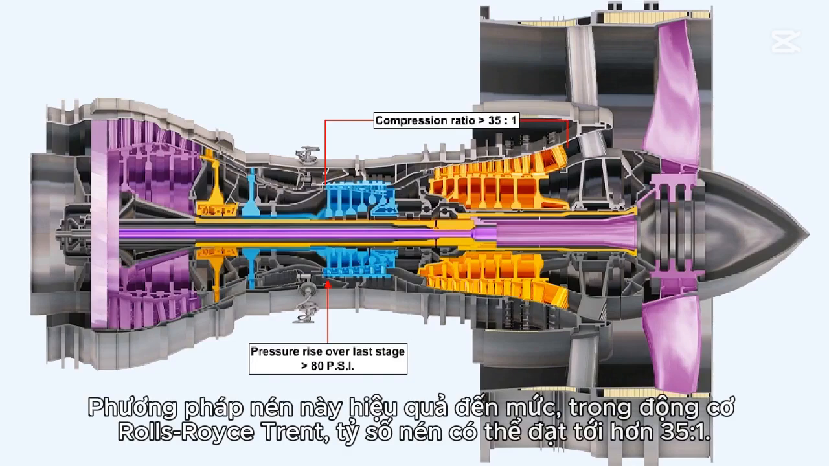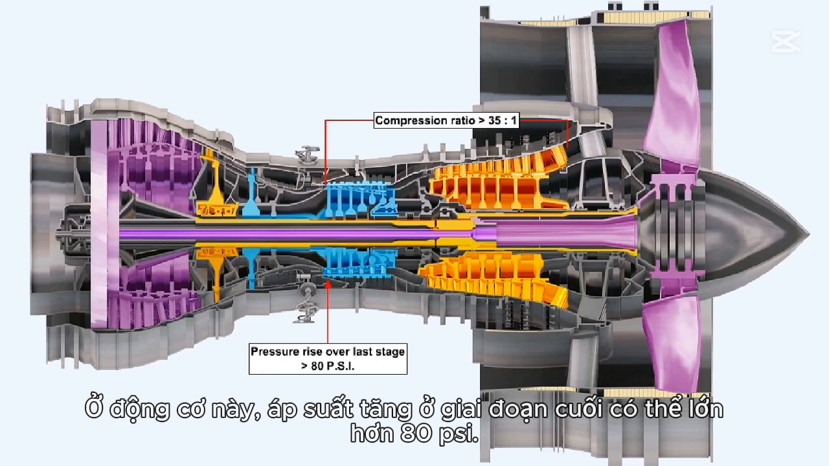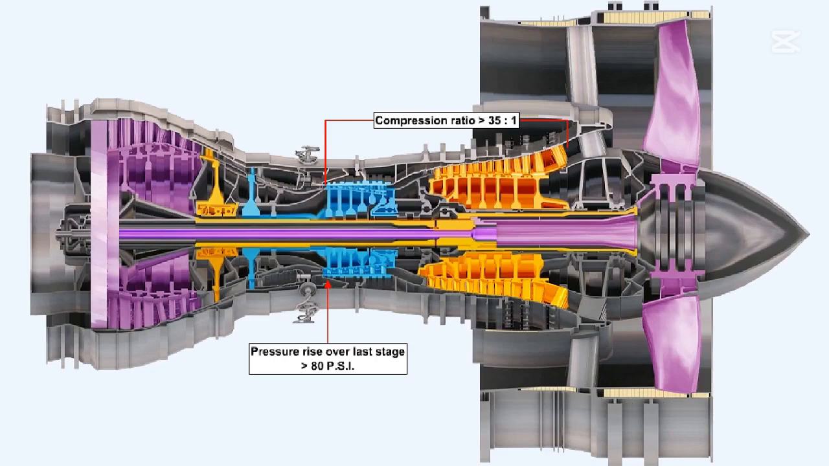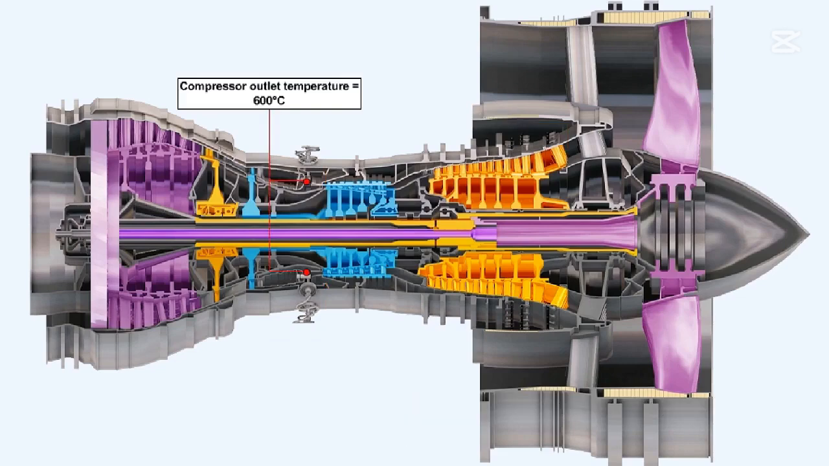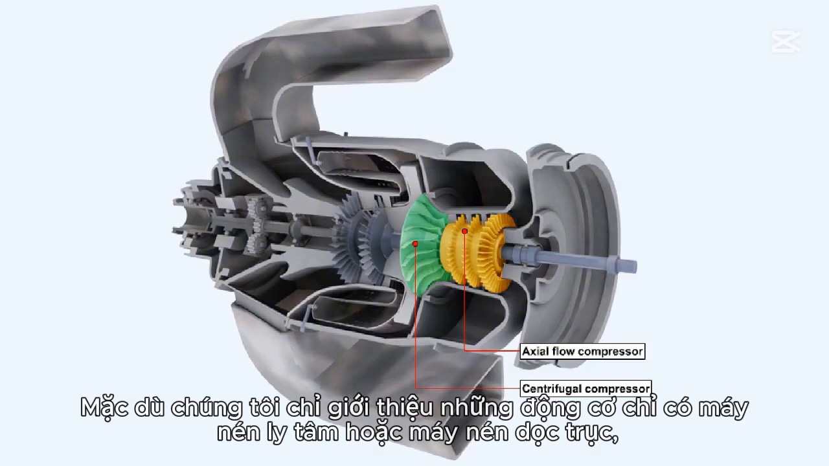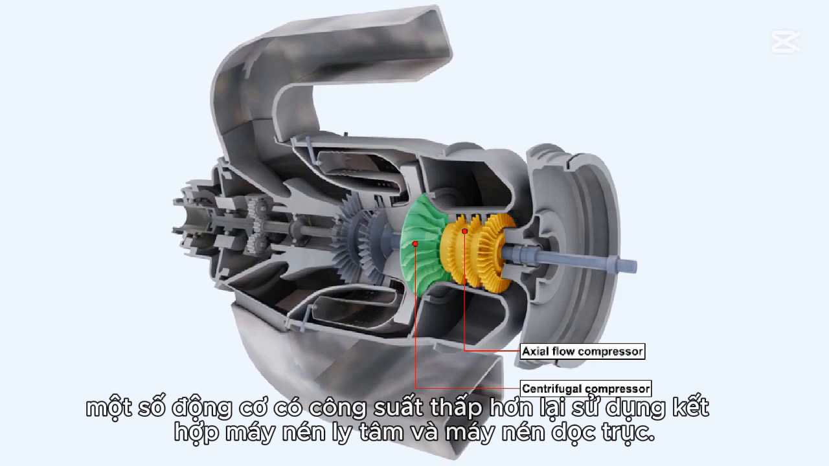So effective is this method of compression that in an engine like the Rolls-Royce Trent, compression ratios in excess of 35 to 1 can be attained. In this engine, the pressure rise over the last stage may be greater than 80 pounds per square inch. The high pressures generated can result in compressor outlet temperatures of up to 600 degrees Celsius. Although we have only shown engines which have just centrifugal or axial flow compressors, some lower-powered engines do use a combination of centrifugal and axial compressors.